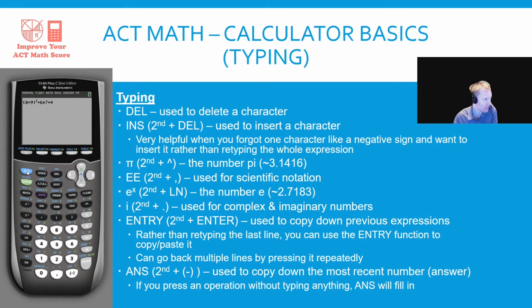So I'll hit second and the delete key to make it insert. Notice how the cursor changed from the black square that was blinking to now just an underscore that's blinking. That's how you know that it's now in insert mode. And so now I can just put in the negative sign, and then you could go ahead and evaluate this expression if you wanted to.